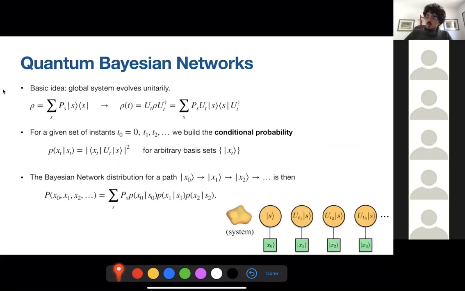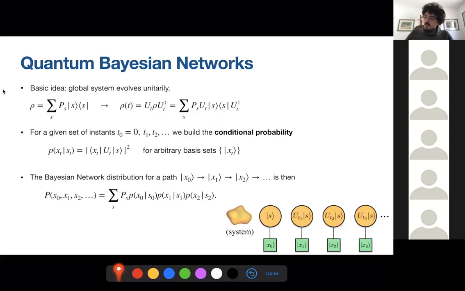So the basic idea of a quantum Bayesian network is as follows. Suppose you have a system which is prepared in a generic state, so some populations p_s and some states s. And this is the global system. So in the previous example, this would mean the global AB system. And we assume that the universe, so this global system, evolves unitarily. So the state rho evolves to rho of t, which is just the application of some unitary, right? As far as eigenvalues and eigenvectors are concerned, what happens is that the populations are unchanged, but the eigenvectors rotate. So each population remains the same, but the eigenvectors start to evolve in time, right?